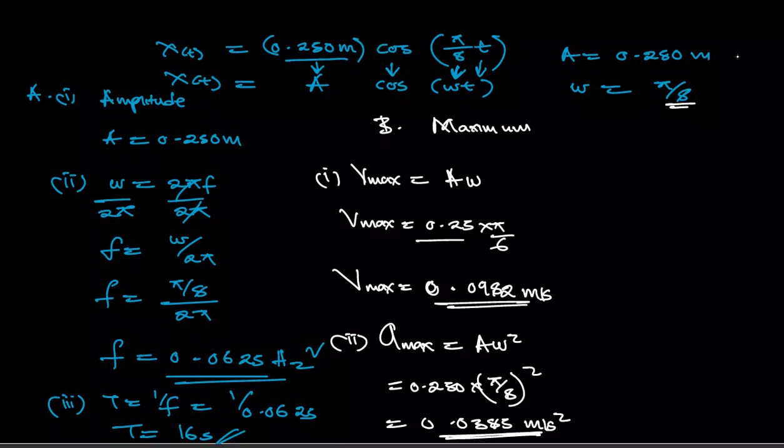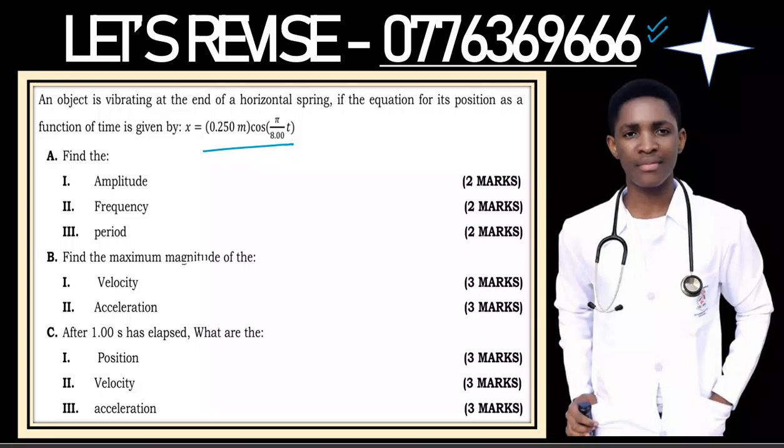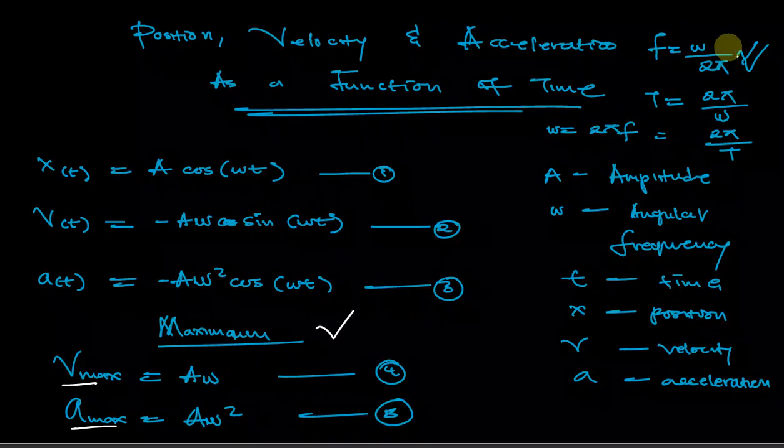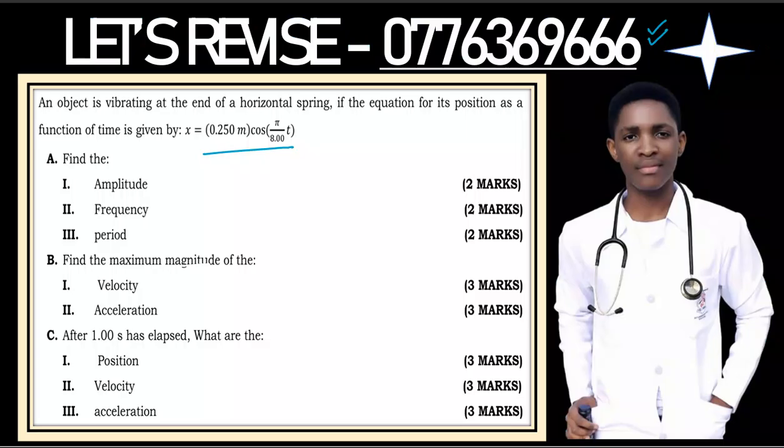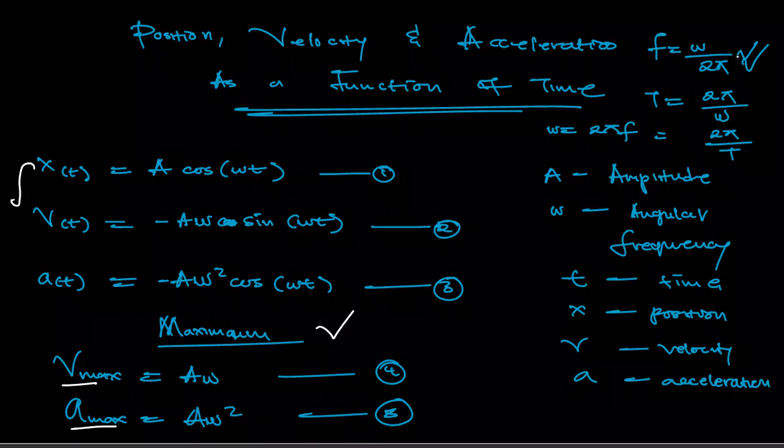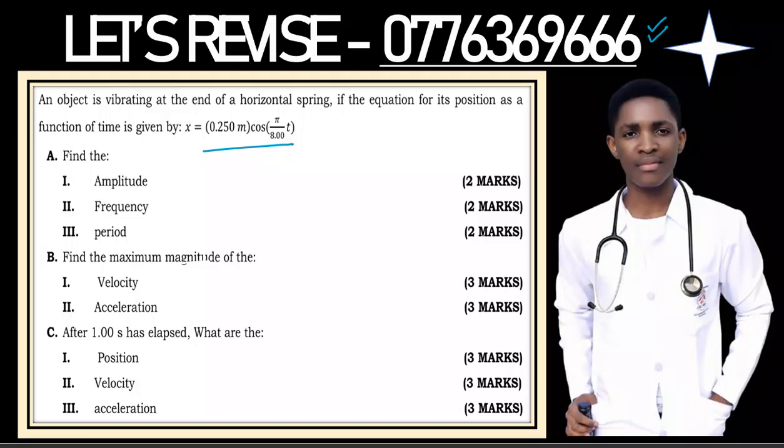Okay, so now the last but not the least, what is going to happen after 1 second has elapsed? What is the position, velocity, and acceleration? So this is where this part comes in. You can see what I'm trying to write here. We are just going to use these three equations to find the position, velocity, and acceleration.